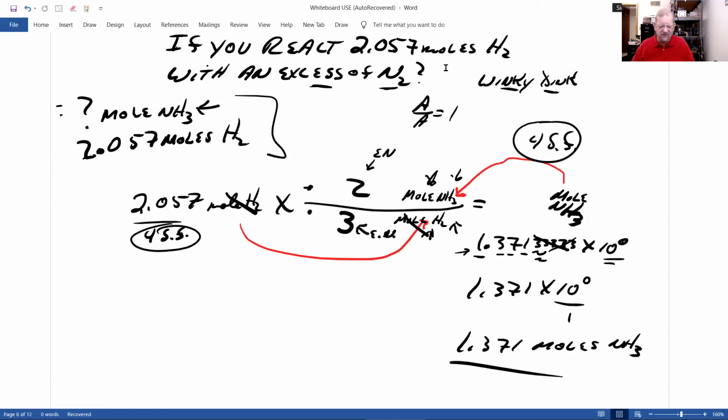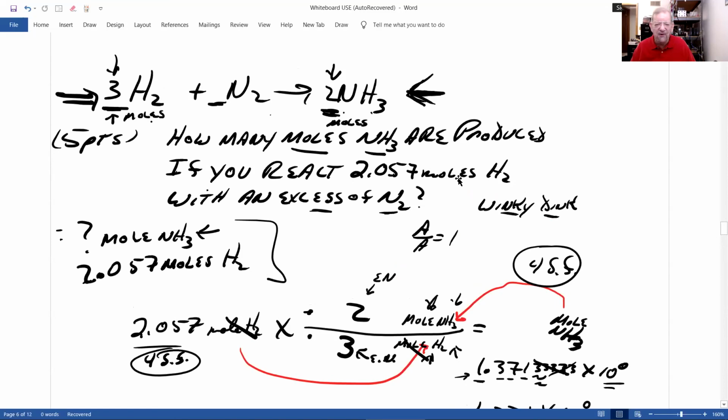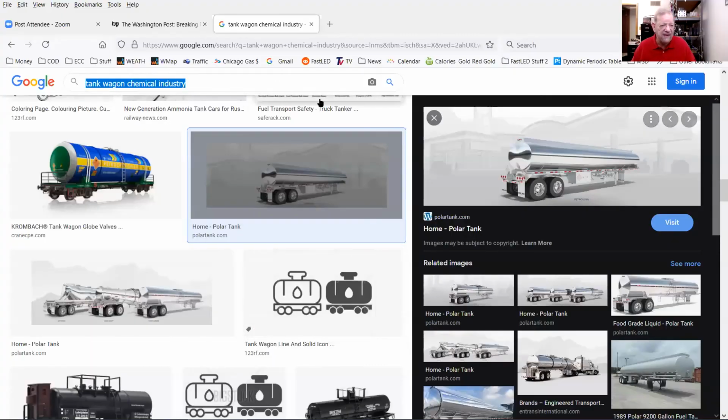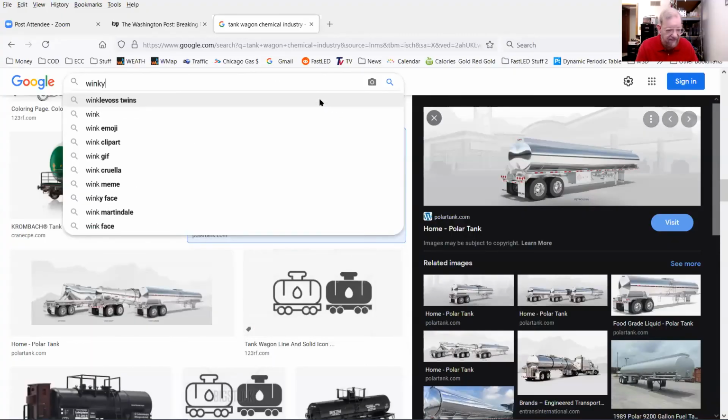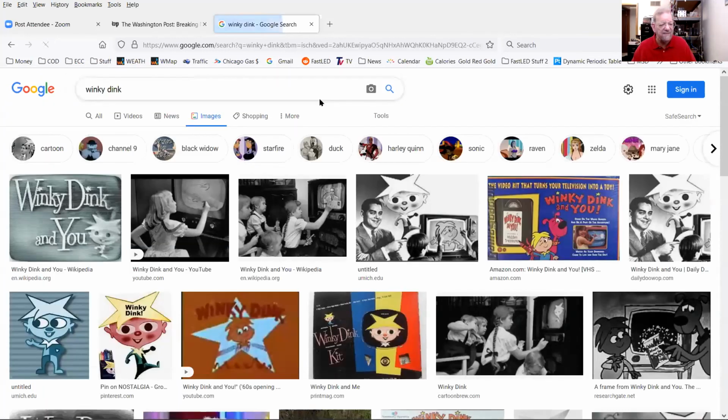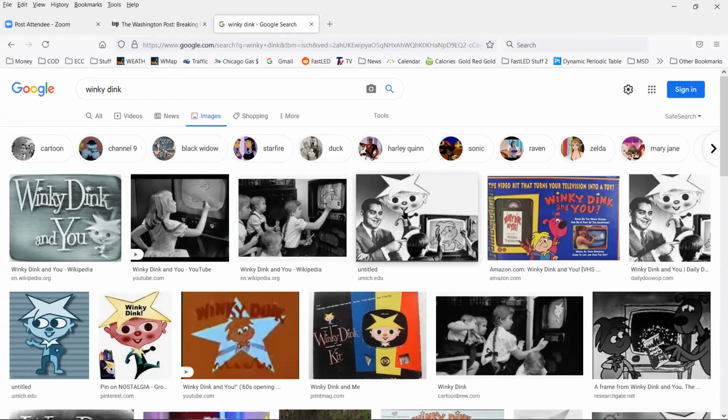We're going to do more of these, but before I do, I promised, and I also left myself a note, Winky Dink. Let's see how good Google is. Everybody see Winky Dink or images of a little boy with a star on his head?